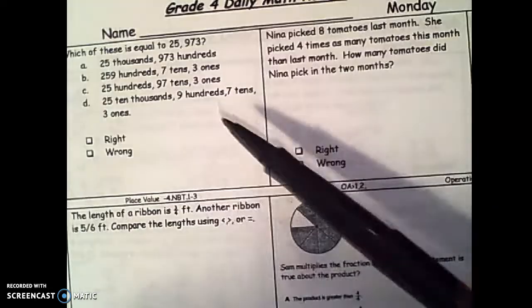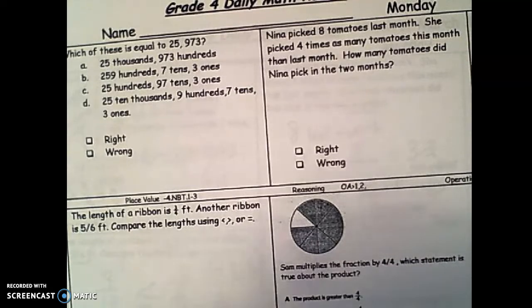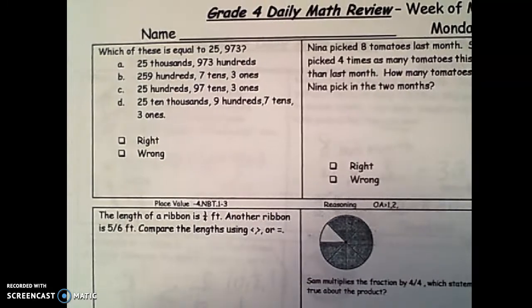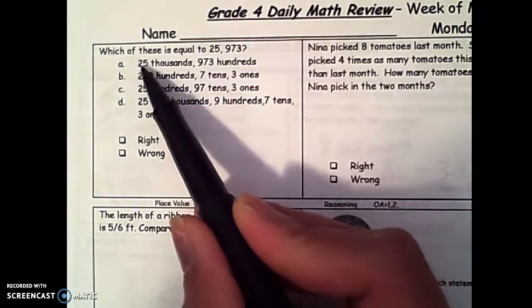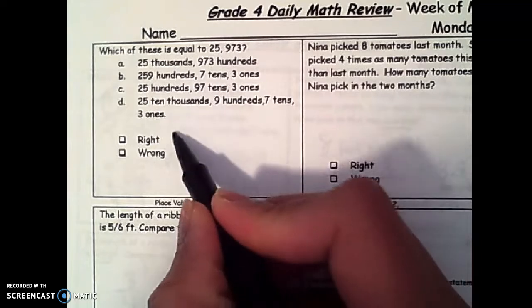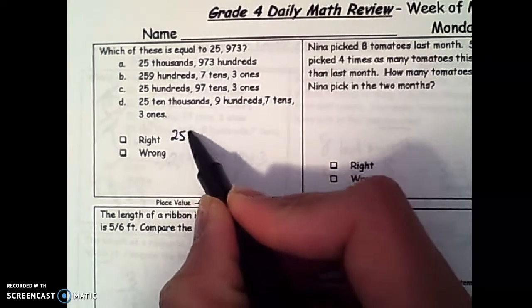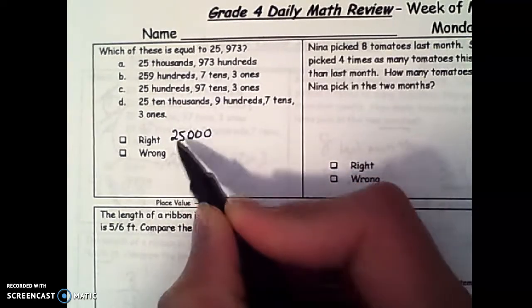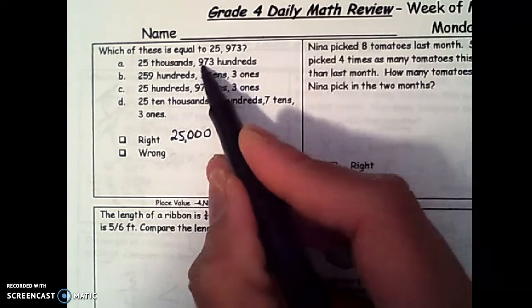25,973? So we get four choices. What we want to do is go through each of these and actually work them out so that we can find what each choice gives us, the number that it would give us in standard form. So we have 25,000. Let's go ahead and write what that would look like. That would look like 25 thousands. We're going to add 3 zeros.